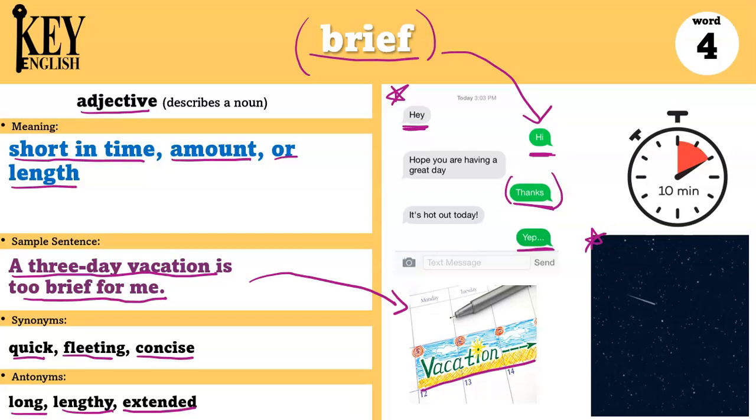Another good way to use this word would be to talk about something like a shooting star. I can say, the shooting star was only visible for a brief second. Visible means you can see it. So I can say it was only visible for a brief second. A very short time was the only time that you could see the shooting star. So you can use this word brief to talk about anything that only lasts for a short time. The race was brief, the class was brief, our lunchtime was brief, like this.